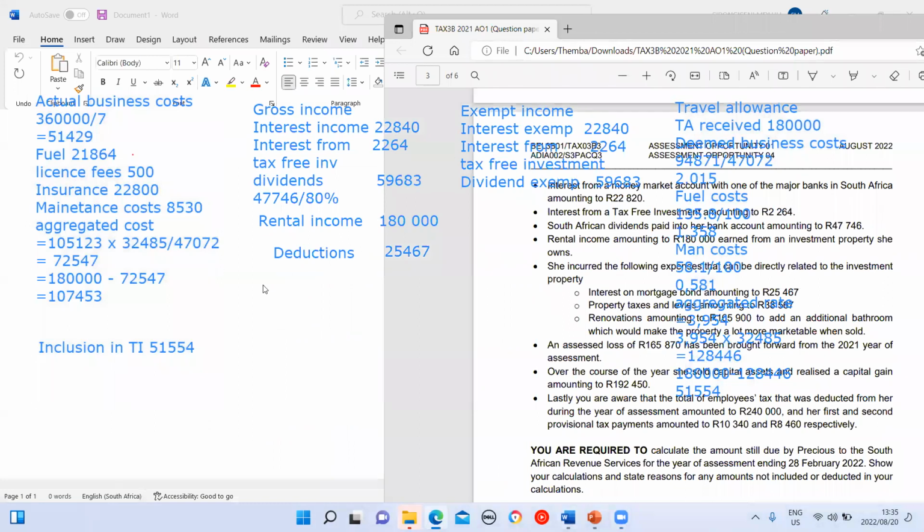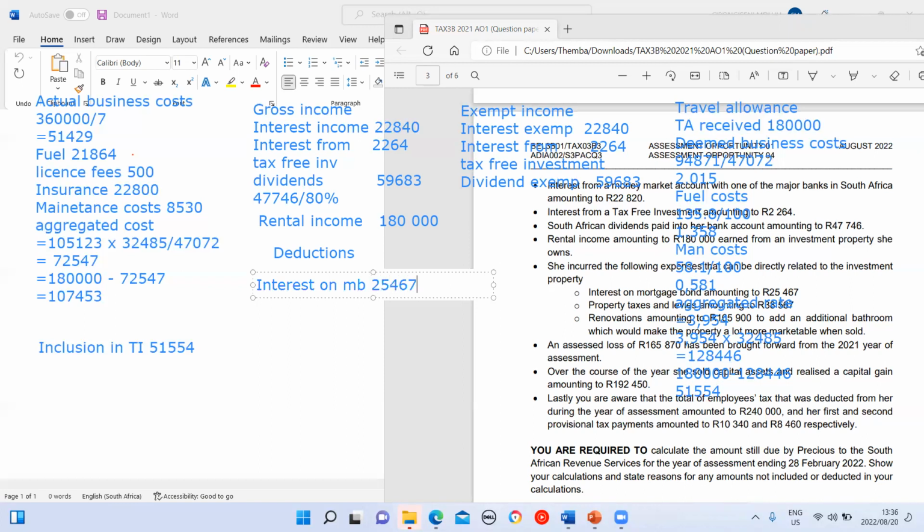So in terms of this deduction, let me just erase this. It will be your interest on mortgage bond. Sorry for this. I should do this much faster. Interest on mortgage bond will be 25,467, which will be taxed, and it's taxed in terms of section 11A.